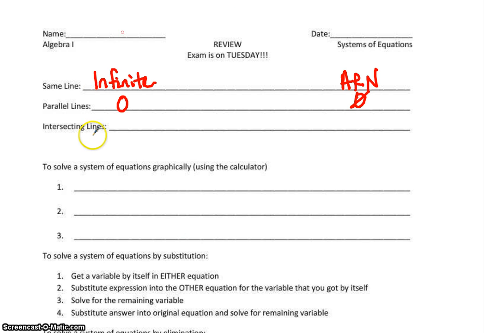Intersecting lines are going to cross each other once, therefore you have one solution, and that solution will be written as a point, or you would say x equals and y equals, either way. So this is the number of solutions, and this is what the solutions will be.